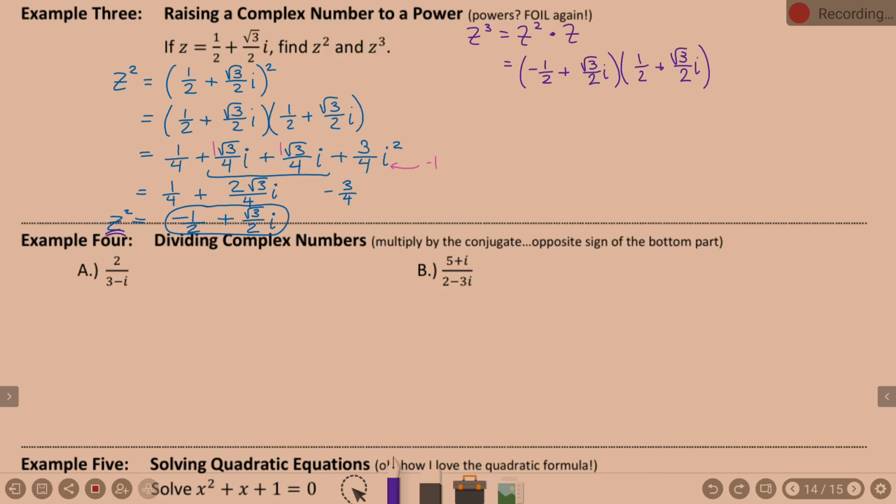Okay. Double whammy. Does this look better? Z squared, negative 1/2 plus square root of 3 over 2 times i. The original z was given as 1/2 plus square root of 3 over 2 times i. Okay, now I'm behind because some of you have already seen multiplying this out. So no denominators of 4 yet. Did you FOIL? Almost done.